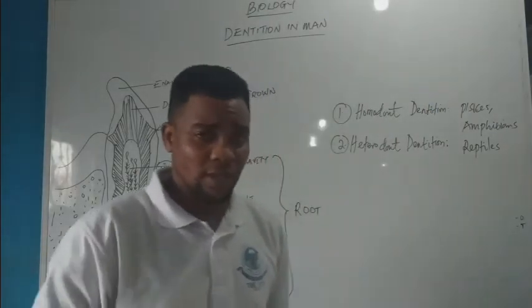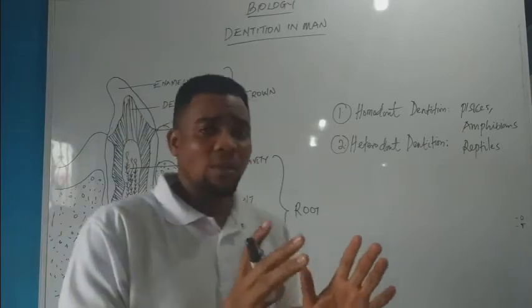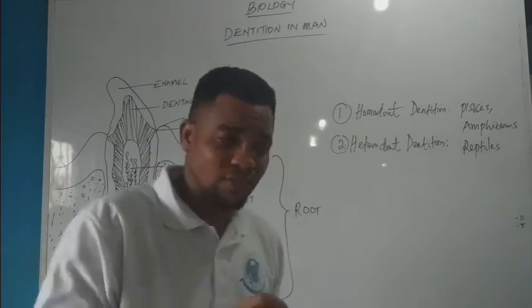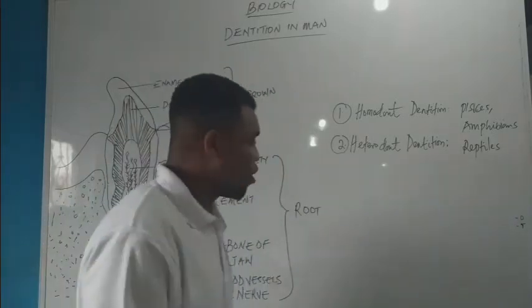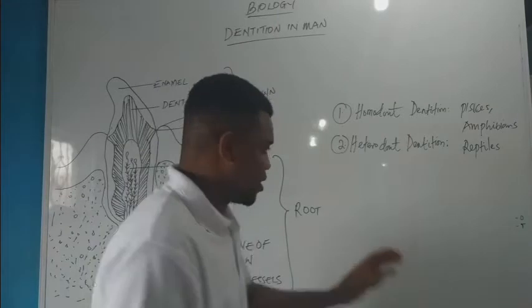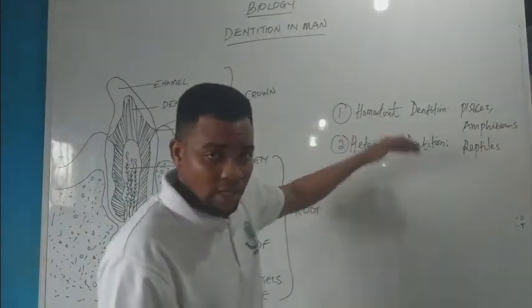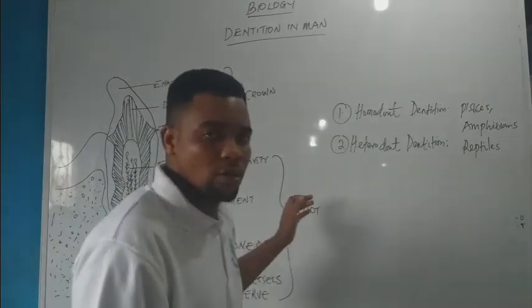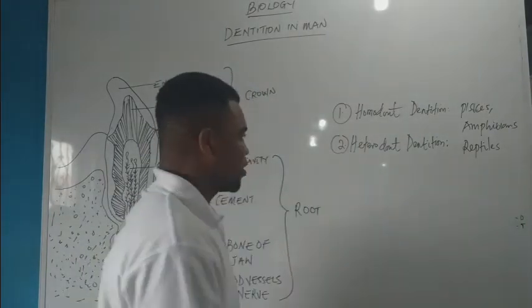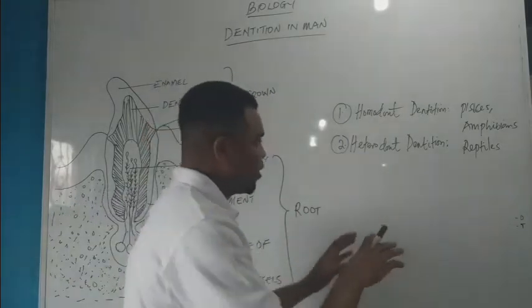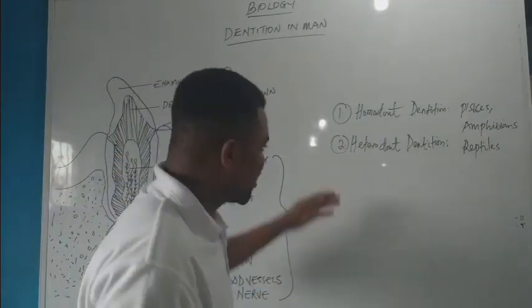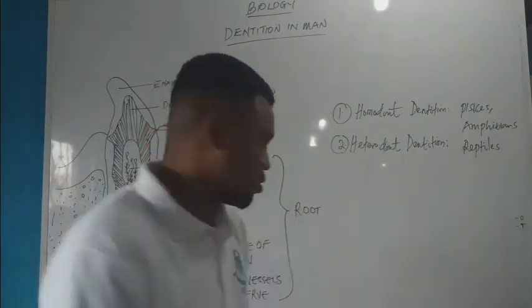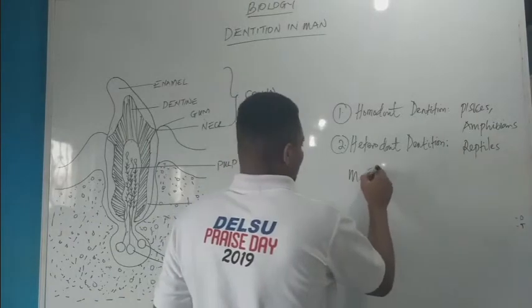Now, straight to heterodont dentition. This is a type of dentition that is modified with different sets of teeth. They are modified to have different sets of teeth. An example of this type is categorized under mammalian teeth, which are the canine, the incisor, the molar, and the premolar. Before we go into that, we will explain the role of the teeth. But firstly, examples of animals with heterodont dentition are mammals, mostly.